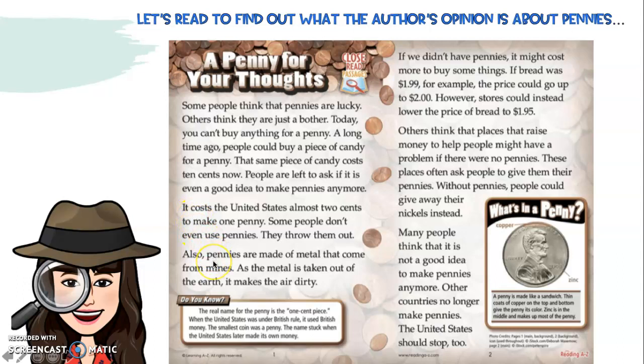In these last 2 paragraphs, I see that the author has included facts about pennies. It costs the United States almost 2 cents to make a penny. This is a fact because it's something that can be proven and it's something that will not change. Also, pennies are made of metal that come from mines. As the metal is taken out of the earth, it makes the air dirty. This is also another fact about pennies because it can be proven and it's something that will not change.